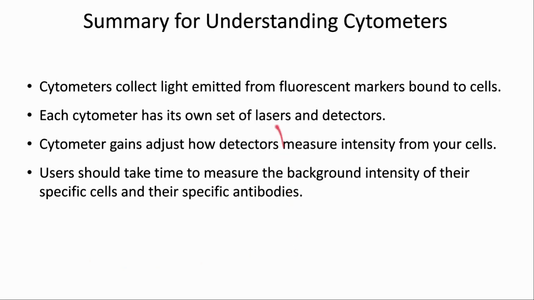In summary, for understanding cytometers, cytometers collect light emitted from fluorescent markers bound to cells, and each cytometer has its own set of lasers and detectors. By adjusting your gains, these adjust how the detectors measure the intensity of light from your cells. And importantly, users should take the time to measure the background intensity of their specific cells using their specific antibodies to ensure the best result for collecting your experiment.